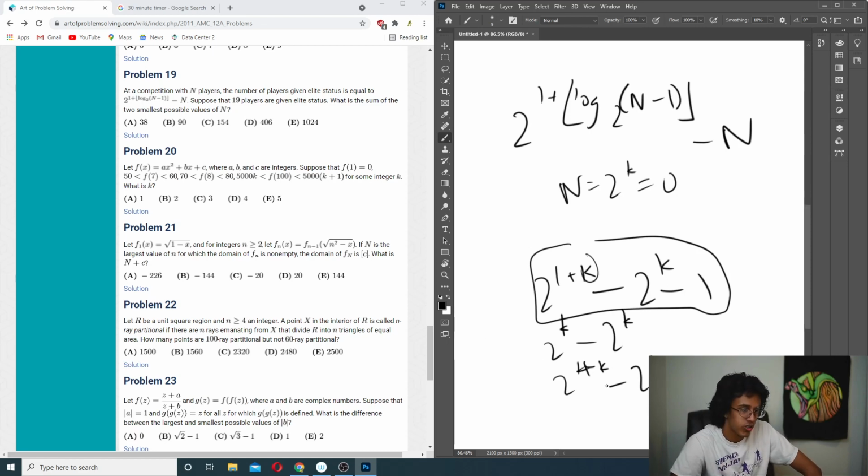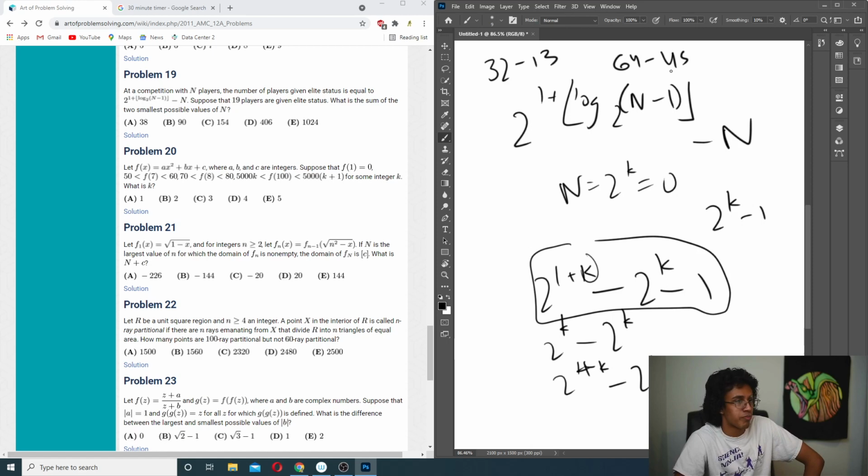Well, 2 to the 1 plus k minus 2 to the k is literally just 2 to the k. So it's 2 to the k minus 1, and then you just do minus 2, minus 3, and so forth. So the first smallest value has to be like 32 minus 13, if you want to get 19, and then the next one is going to be like 64 minus, what, 35? 45? 45, yeah. Right? Okay.